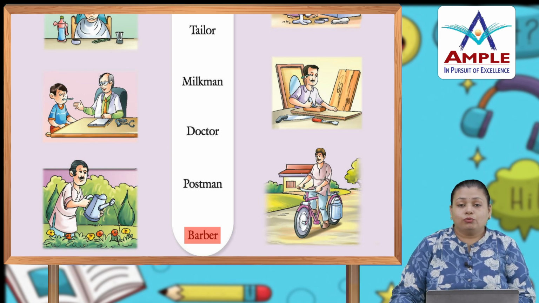Now you will match these particular names with the particular pictures given here, and hopefully, students, you understand the chapter very well. In this chapter we learned where we use A and where we use An.